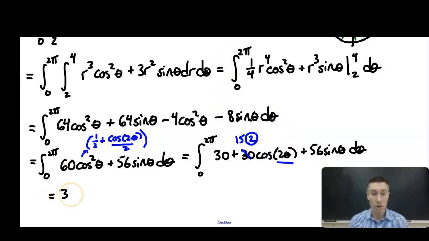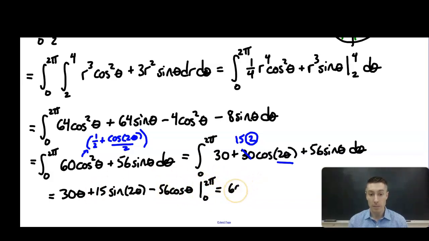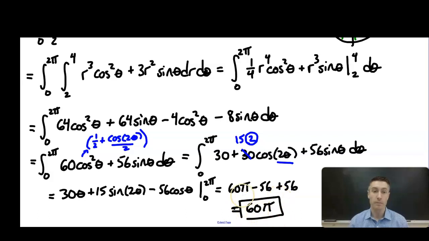So that's going to be equal to 30 theta plus 15, the integral of cosine is sine, so 15 sine 2 theta. And then the integral of sine is negative cosine, so minus 56 cosine theta. Evaluate that from 0 to 2 pi. So that's going to be 60 pi, and then sine of 4 pi is 0. Cosine of 2 pi is 1, so minus 56. And then plug in 0, so minus 0. Sine of 0 is 0, and then cosine of 0 is 1, so minus a negative will be plus 56. So that gives us 60 pi as our solution.